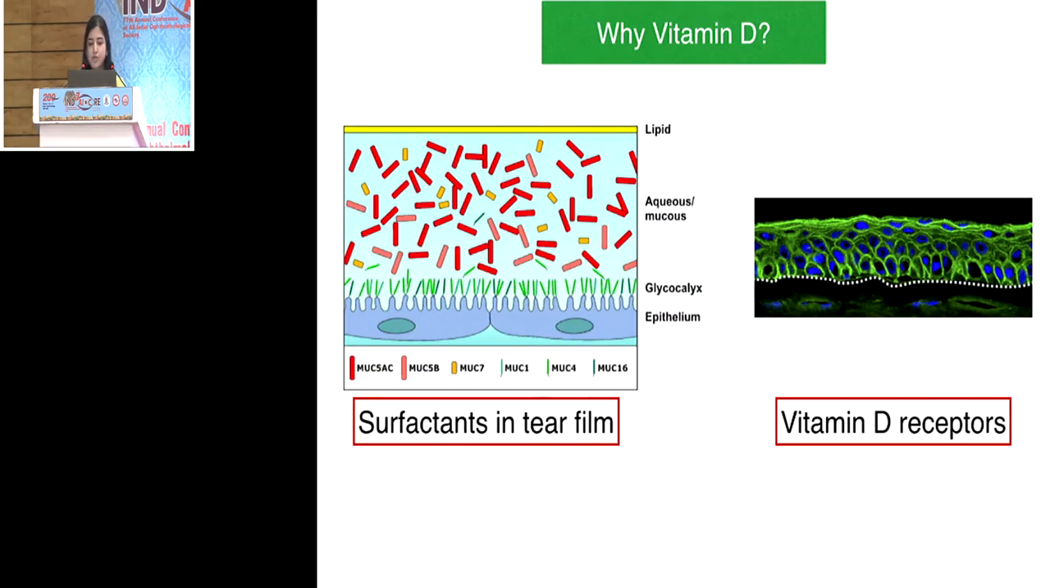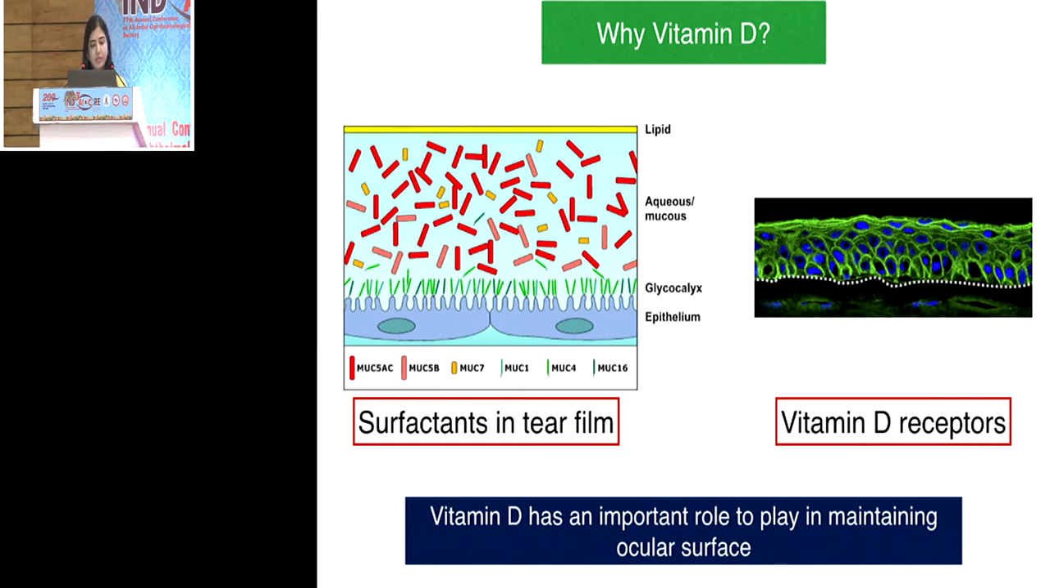And that's where people started thinking about vitamin D. So first of all, why we started thinking of vitamin D was that it has been shown by studies that vitamin D plays a very important role in forming surfactants in the tear film to reduce the evaporation of the aqueous layer. And secondly, it has also been shown that in the corneal epithelium and the conjunctival epithelium, there are a lot of vitamin D receptors.